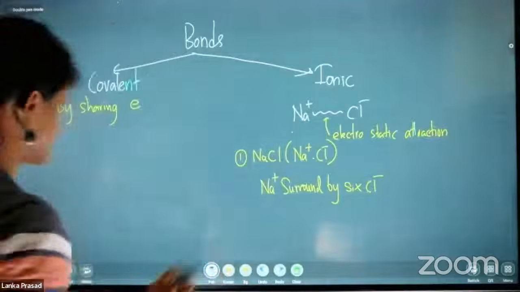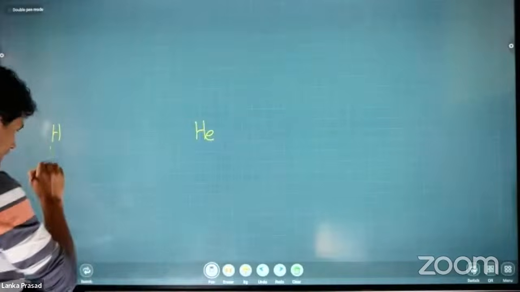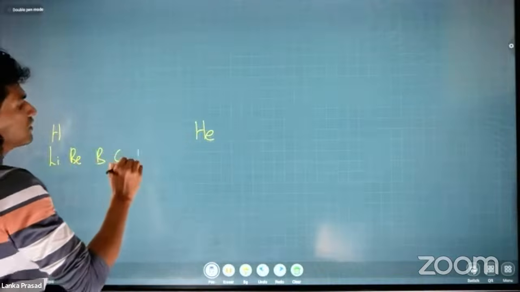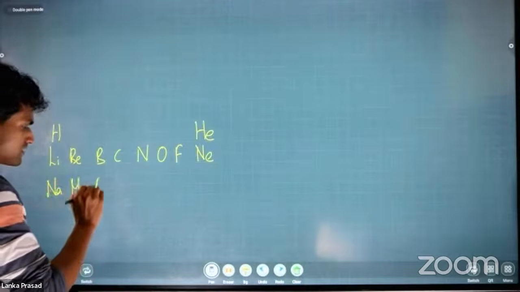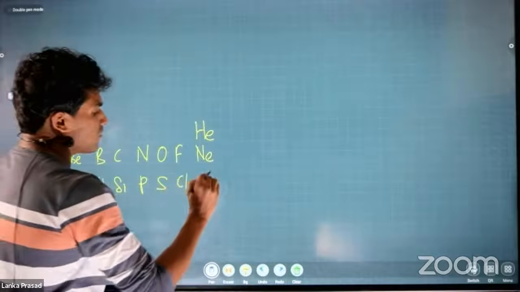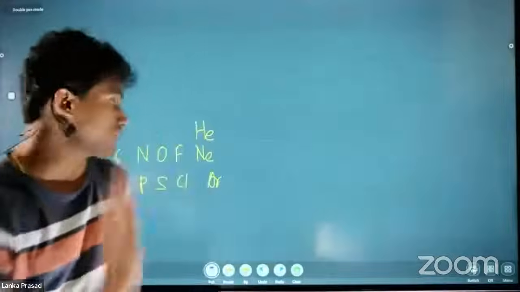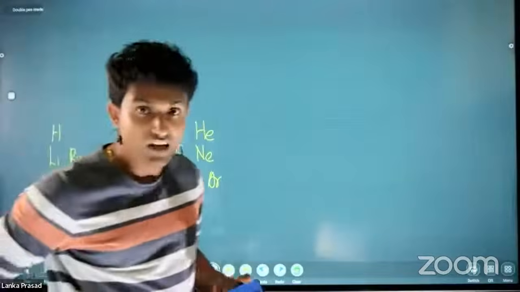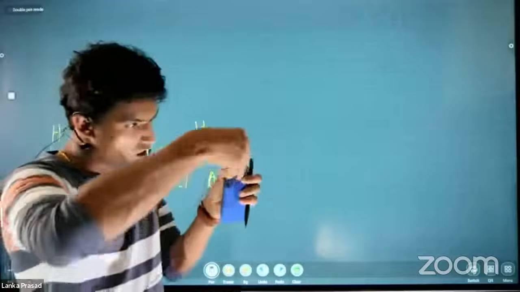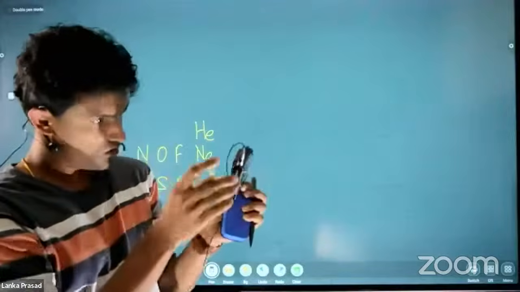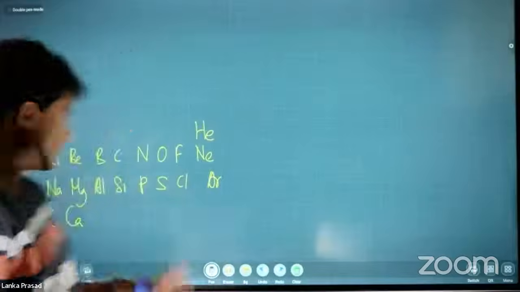First of all, we have to look at the periodic table. Hydrogen, helium, lithium, beryllium, boron, carbon, nitrogen, oxygen, fluorine, neon. Then sodium, magnesium, aluminium, silicon, phosphorus, sulfur, chlorine, argon, potassium, and calcium. You have to have good knowledge about the periodic table. Then the chemistry part will be easy, because most of the students are not familiar with the periodic table. If you are not familiar with the patterns of the periodic table, the chemistry part will go worse. Now look at it.